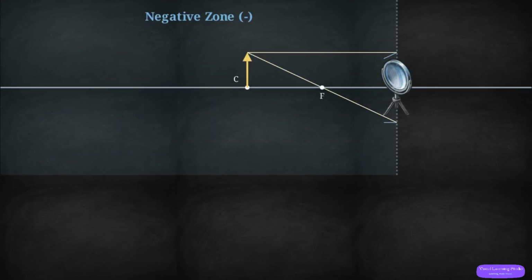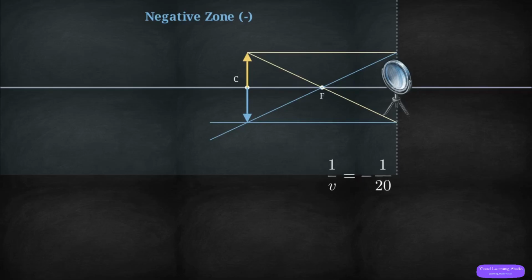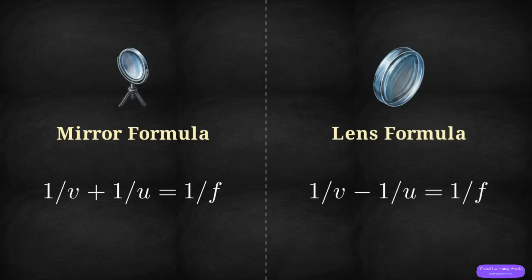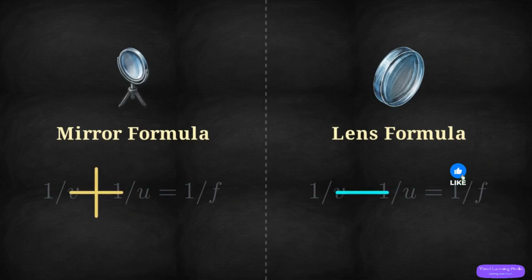If you know how the physical geometry behaves, you will instinctively know whether your mathematical answer should be positive or negative. When calculating for thin lenses instead of mirrors, the equation changes. The lens formula is identical to the mirror formula, except for a single minus sign. Do not mix these up.